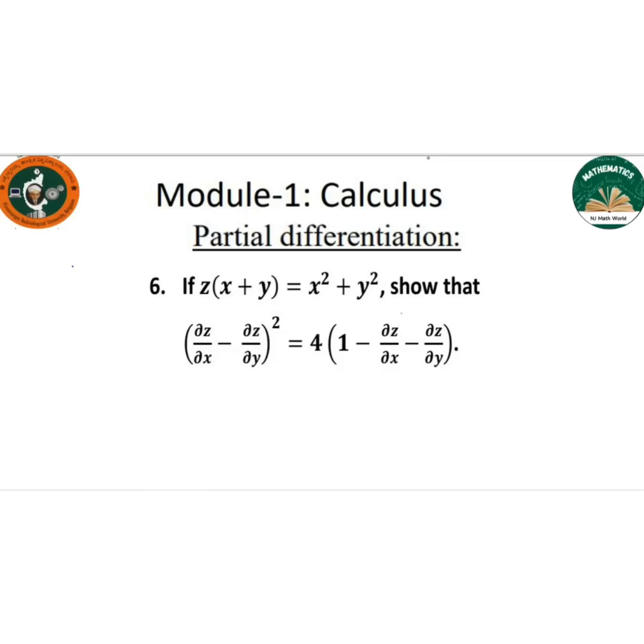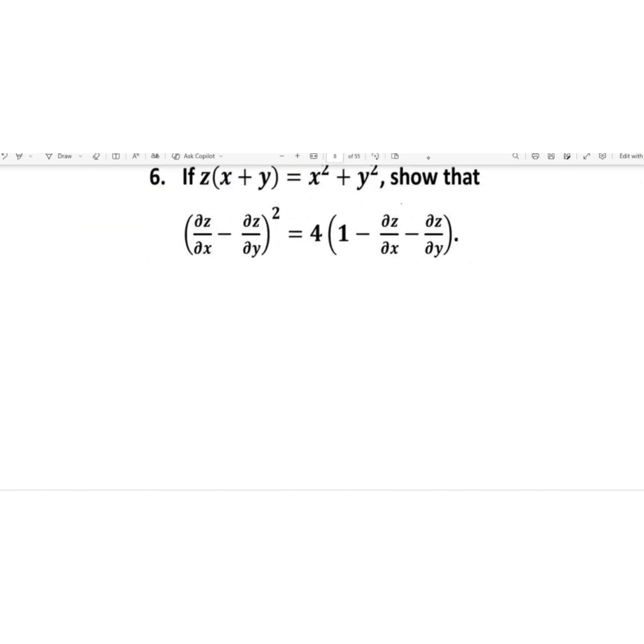If z into x plus y equals x square plus y square, show that (dou z by dou x minus dou z by dou y) whole square equals 4 into (1 minus dou z by dou x minus dou z by dou y). So now we will prove that. We'll first prove LHS and then we'll prove RHS.